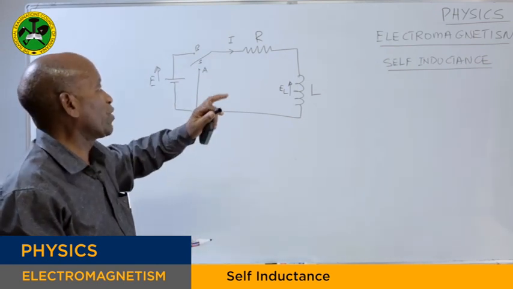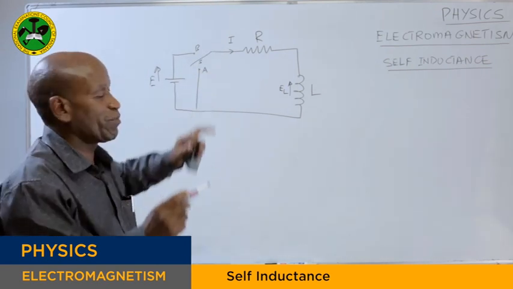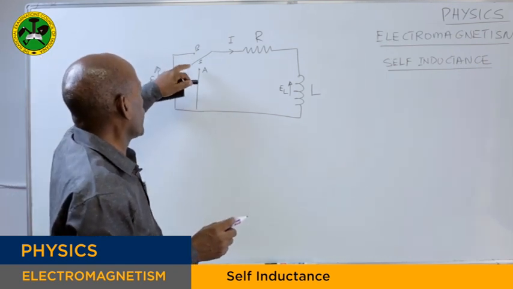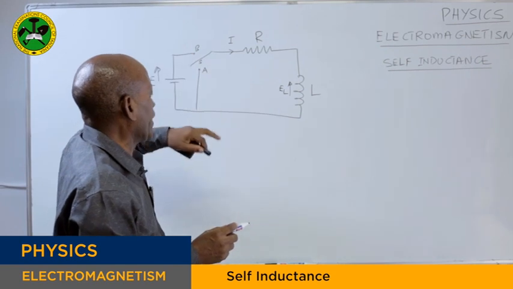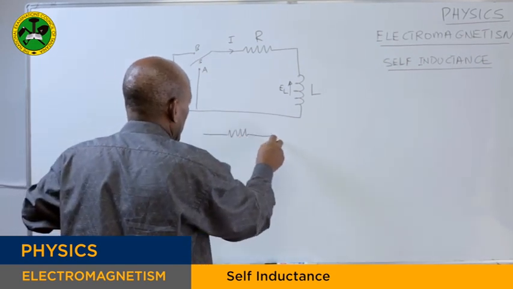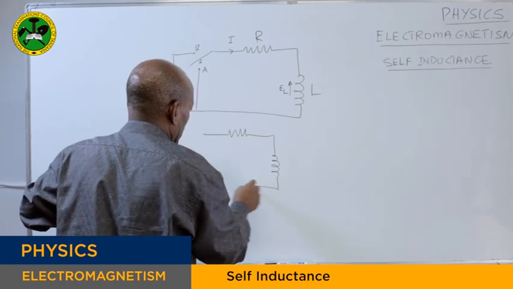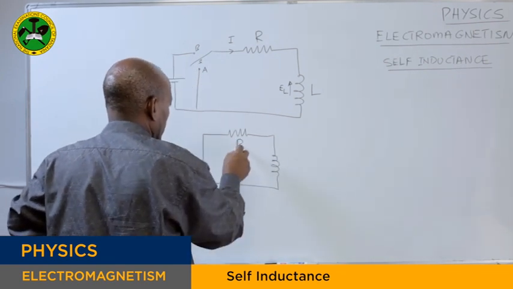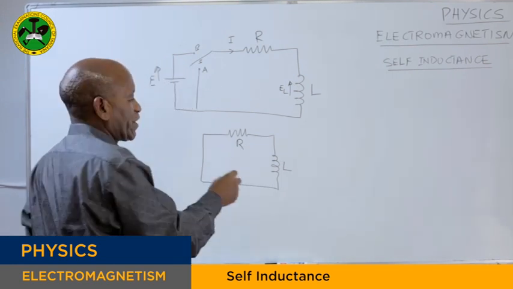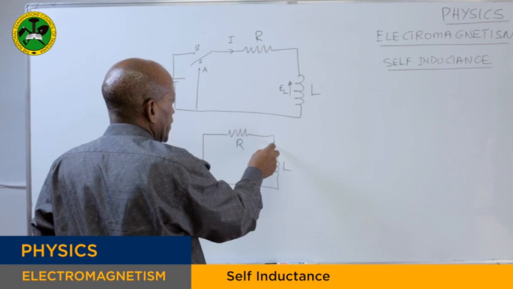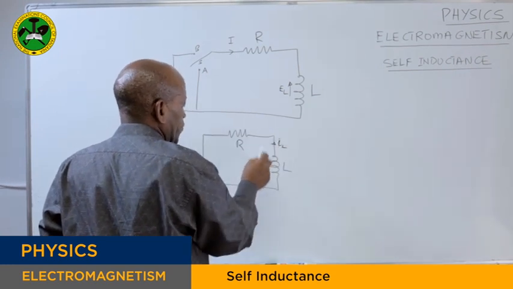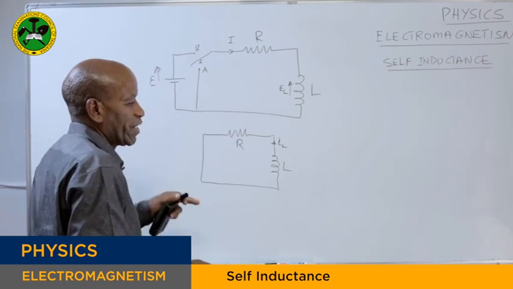It will come to a moment where that particular current will reach a maximum, so that we could now just disconnect the switch S from B to A, and then we could just be having a circuit containing an inductor and a resistor only. A resistor and an inductor only. And the only current which will be flowing in this case will just be the current due to the self-induced EMF, which will just be flowing through a resistor.